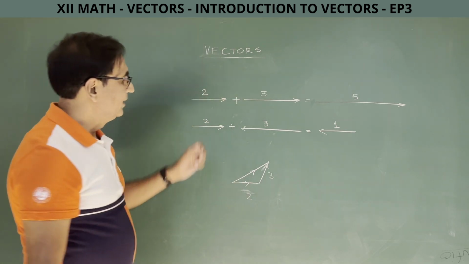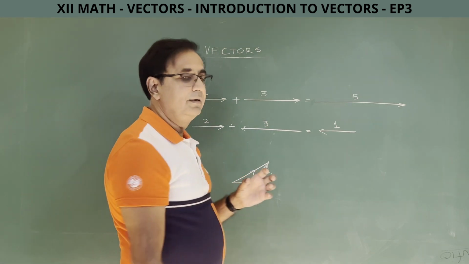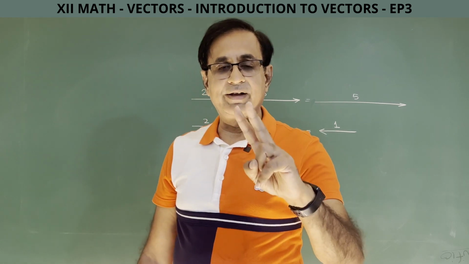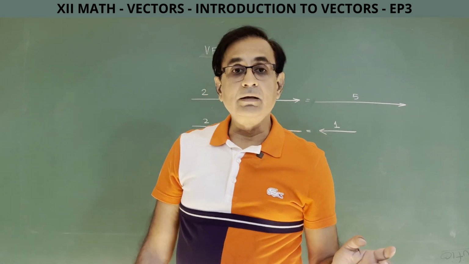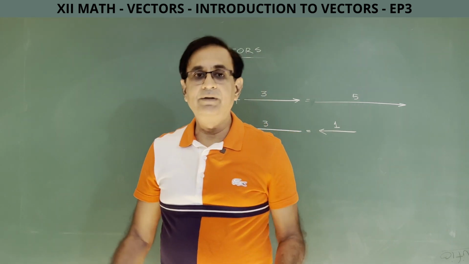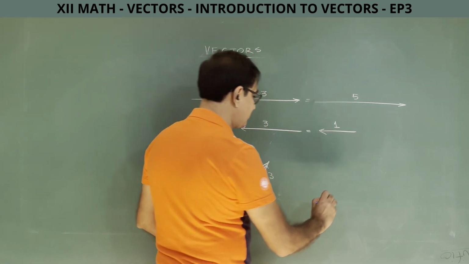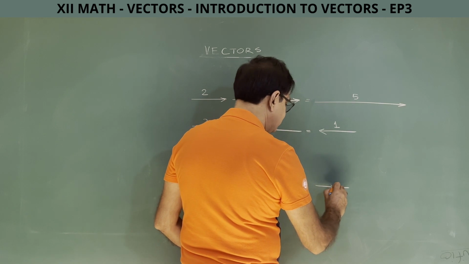Now, is it possible to add 2 unit vectors so that their sum is also a unit vector? Normally you will think how 1 plus 1 can be 1, but in vectors it is possible. See, I will show you with the diagram. This is a vector, say magnitude 1.